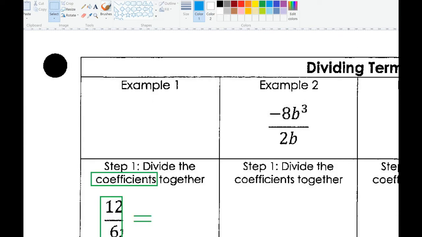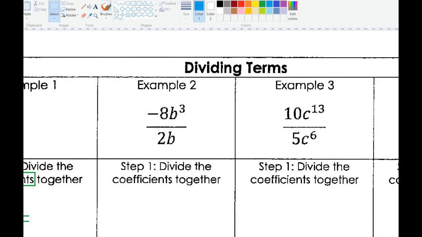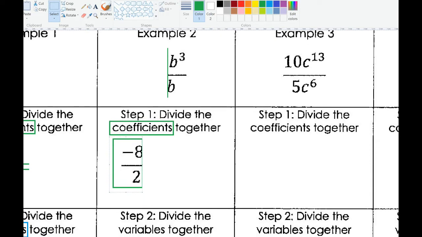All right, let's do example number 2. Let's highlight the coefficients. Do we know what they are? If you don't know, when we find the coefficients in the problem, we're going to highlight them in green. There we go, just those simple numbers. Those are our coefficients. All right, -8 divided by 2. You can put that in your calculator and work that out.